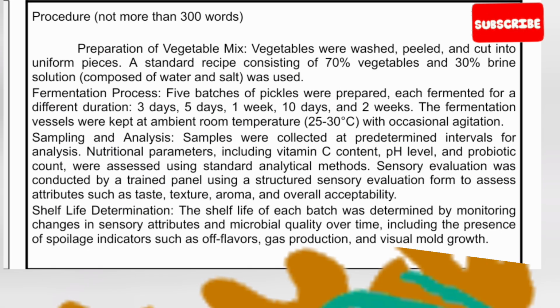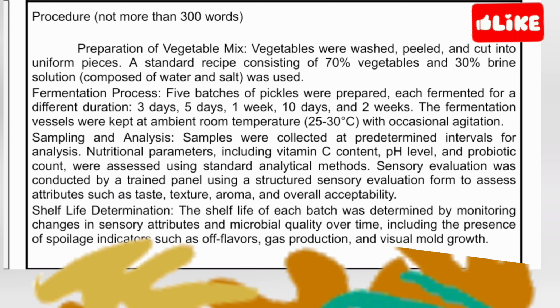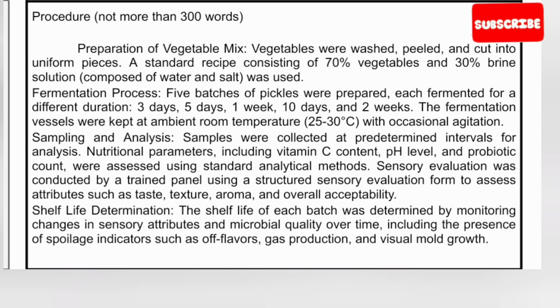For the procedure, the specified word count for this section is not more than 300 words. Next, detail the step-by-step process followed during the research. This includes preparing the vegetable mix, the fermentation process, sampling analysis, and shelf life determination.